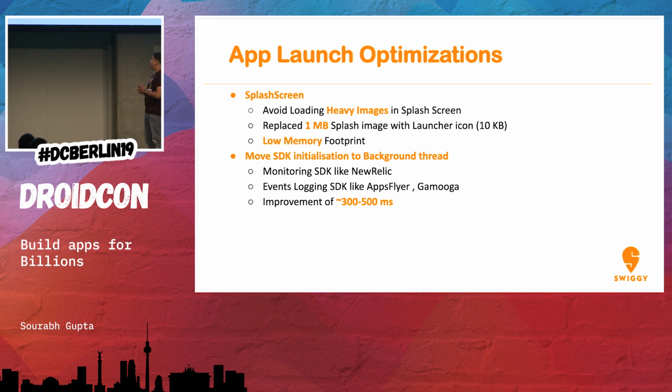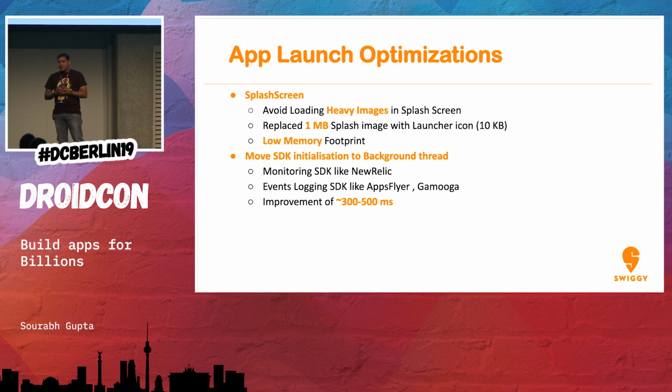We migrated our heavy splash screen image to the launcher icon. We replaced a 1 MB image with a 10 KB one, and it loads fast. Next is SDK initialization. Every app uses SDKs: we are using Fabric, Firebase, a monitoring SDK, SDKs for push notification, deep link, and other things.